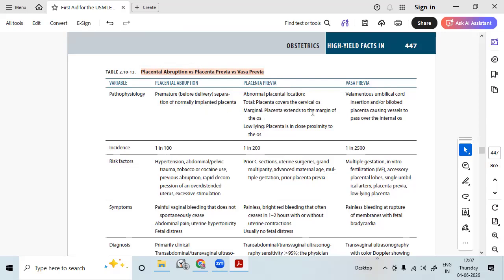Marginal placenta extends to the margin of the cervical os, and low-lying placenta is in close proximity to the cervical os. Vasa previa: this is filamentous umbilical cord insertion and/or bilobed placenta causing vessels to pass over the internal os. So the vessels are passing over the internal os. Incidence is 1 in 100, 1 in 200, 1 in 2500. So out of all of these, placental abruption is the most common one.